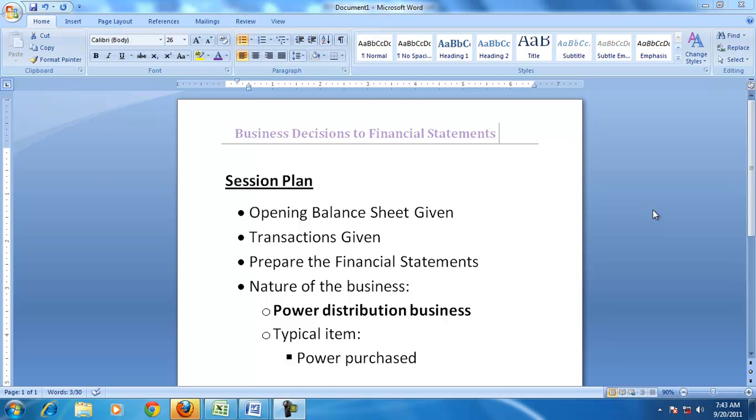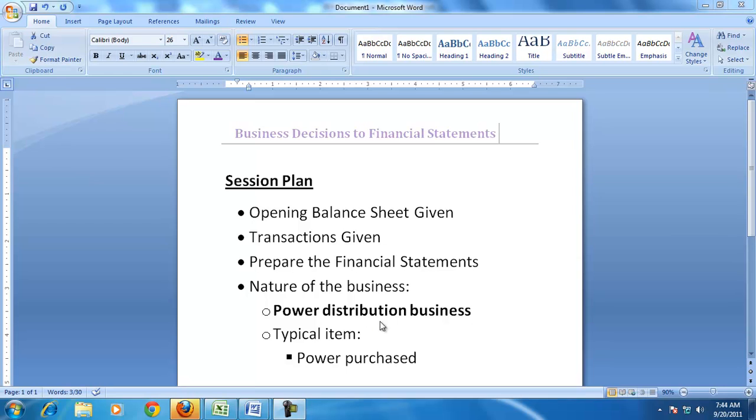Hello and welcome to our discussion on the preparation of financial statements when a set of business decisions are given. So in this session we will try to understand some important features of the financial statements of power distribution business. The power distribution business, they buy power from the generating companies and sell power to the ultimate consumer.